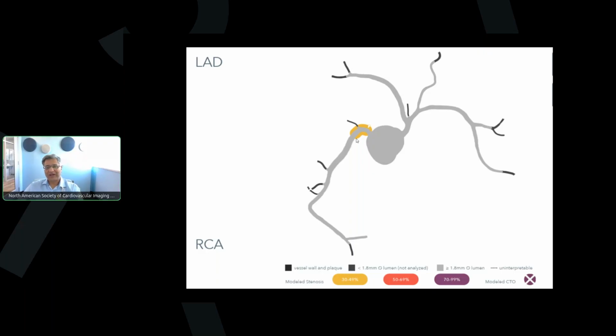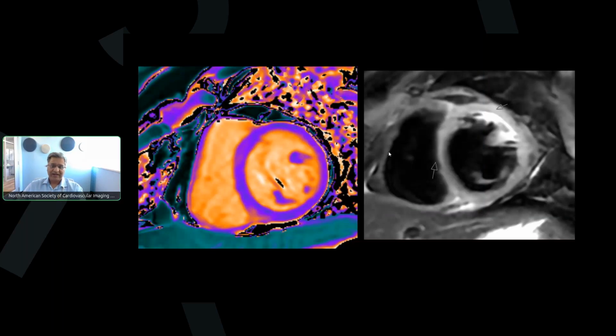And that could be a cause. But again, there is no hemodynamically significant stenosis. So then the question was, could there be some drug-induced disease over here? And for that, this patient underwent an MR.